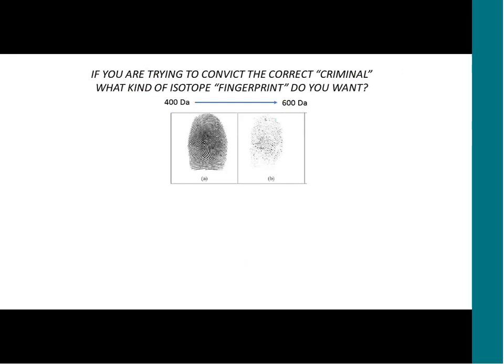Now, if you're in the business of criminology and you're trying to convict, as it were, the correct criminal, what kind of isotope fingerprint do you want? Do you want more complexity or less complexity? Well, I'm going to suggest the more complexity, the better. It gives you more of the fingerprint to match against your database, or in my case, to evaluate with SCLIPS.